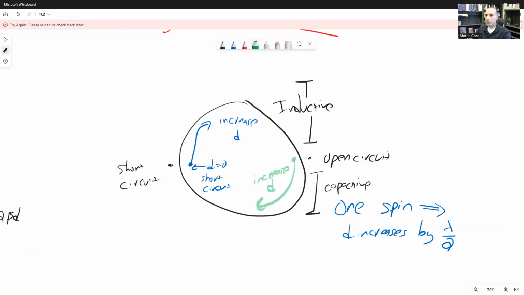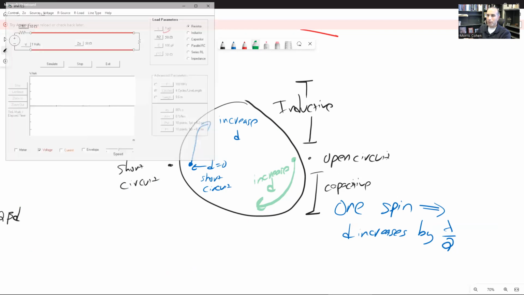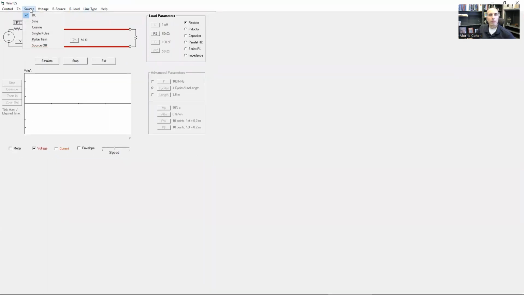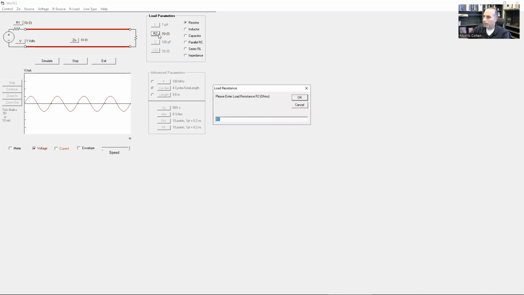So let me take a minute here and show you a demonstration with WinTLS, which does do AC transmission lines. All right, so I'm going to set the source to be a sine wave, and I'm going to have everything be perfectly matched. Let's just see a nice perfectly matched case, in which case we expect this sine wave to reach the load and there'll be no reflections. This is a moving wave, no problem. All right, I'm going to stop this, and now I'm going to set this to be an open circuit. So I'm going to set this value to be really big.